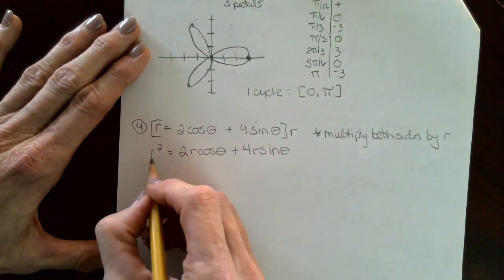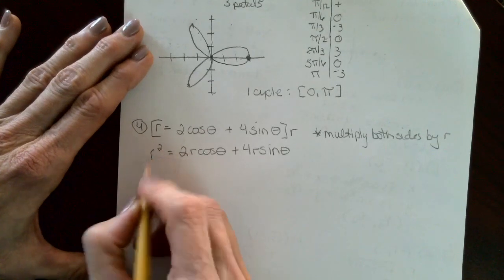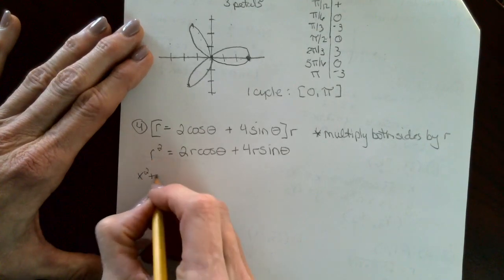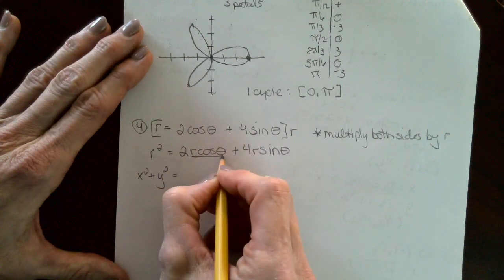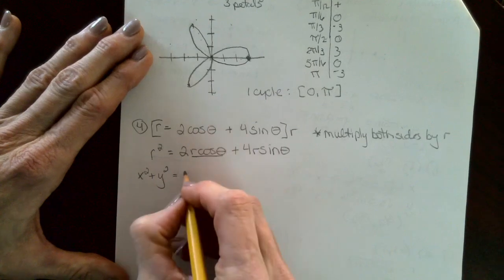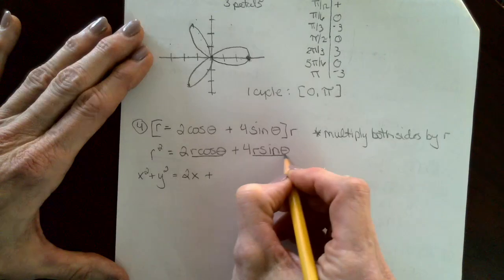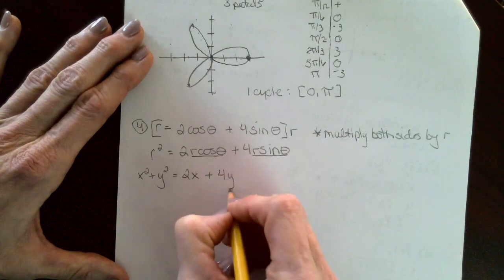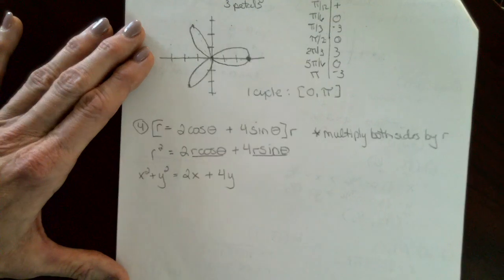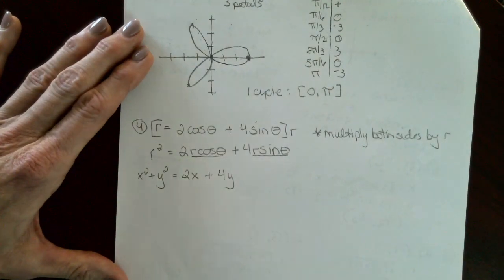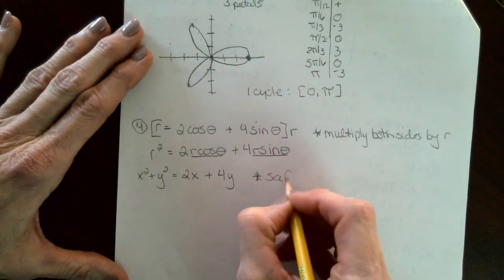Okay, didn't we say that r squared is equal to x squared plus y squared? So I'm going to change that r squared to x squared plus y squared equals. Didn't we say r cosine theta was what x is equal to? So I can change this to 2x plus, what is r sine theta? Plus 4y. You have just converted this to a rectangular equation. Your r and theta have gone away, and you've introduced x and y. Here's the thing. If this were free response, right here is your safe stop. Make that note. Safe stop if FRQ.